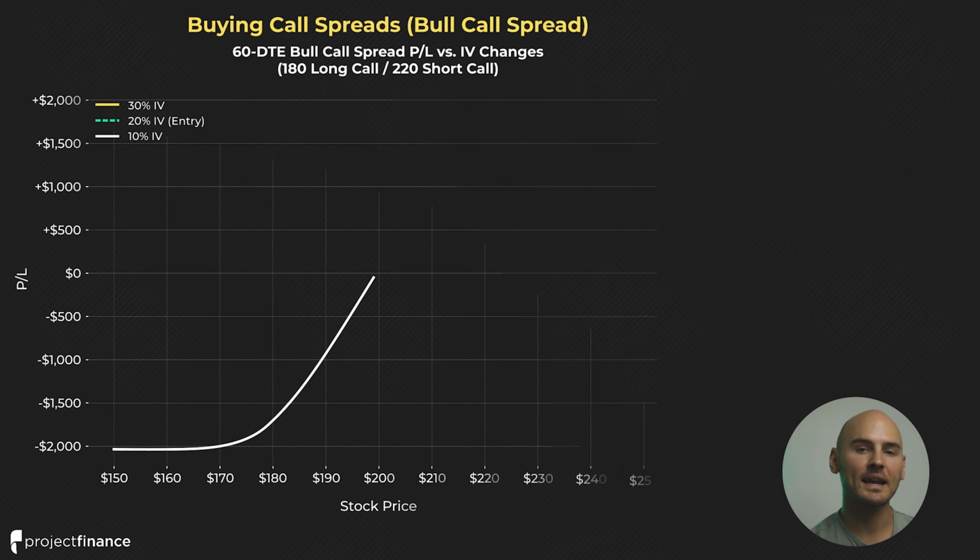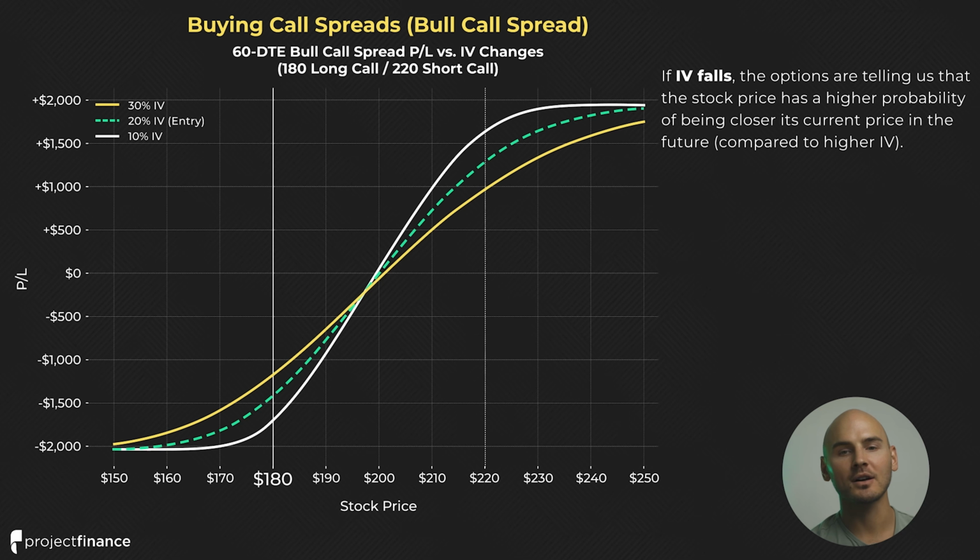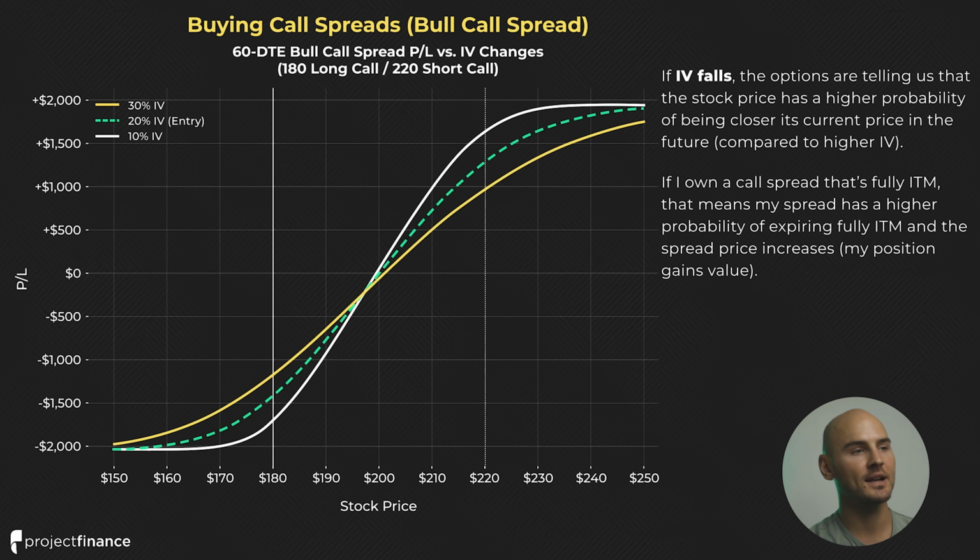In the case of buying a call spread or having a bull call spread, if implied volatility falls, again, the options are telling us that the stock price has a higher probability of being closer to its current price in the future as compared to when implied volatility was higher. So if I own a call spread that's fully in the money, that means my spread has a higher probability of expiring fully in the money, and the spread price will therefore increase and my position will gain value.